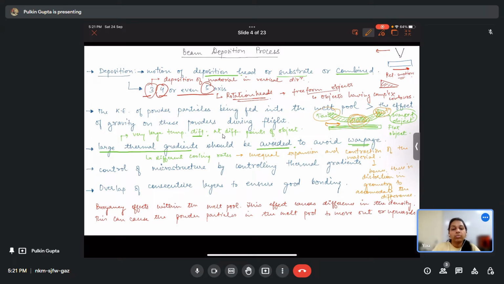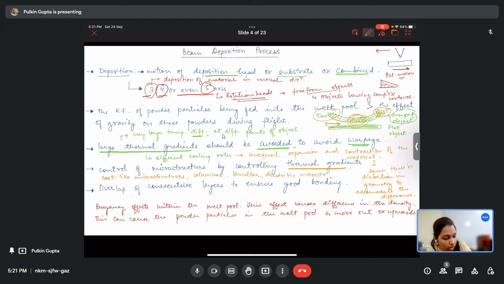All right. Now, next point is control of microstructure by controlling thermal gradients. By controlling thermal gradients, you can even have microstructures similar to the cast parts. Okay, cast-like microstructures. And just by controlling the cooling rates, you can have columnar microstructure or lamellar microstructure or dendritic microstructure, etc.